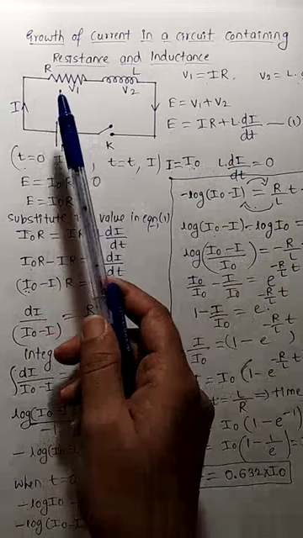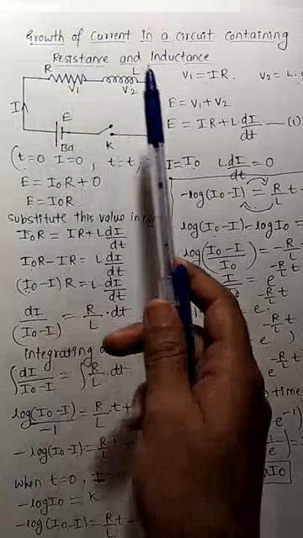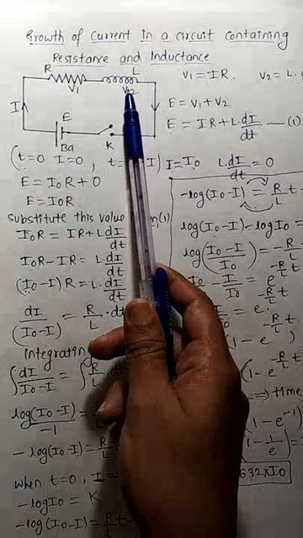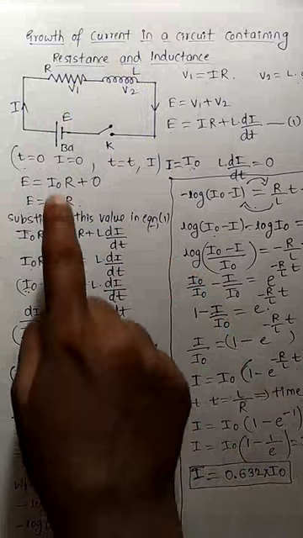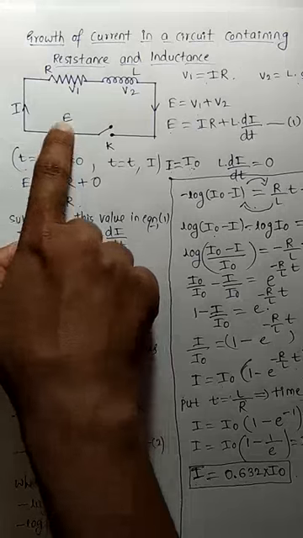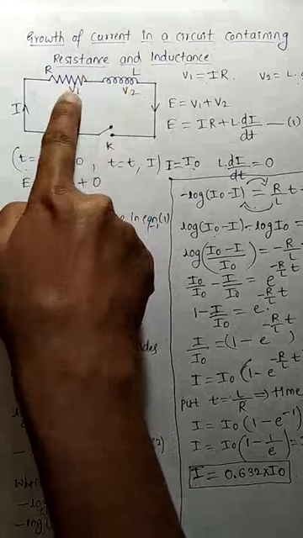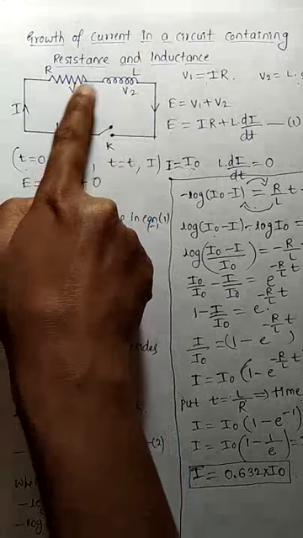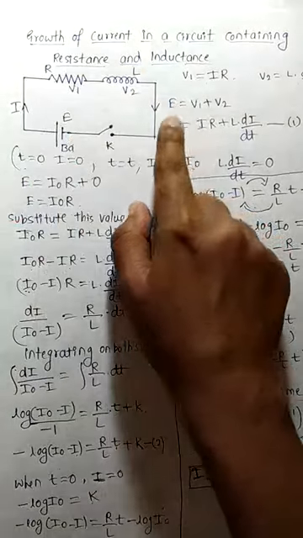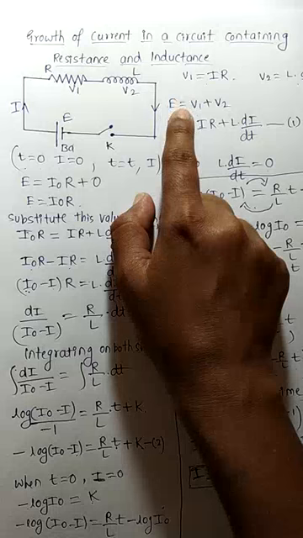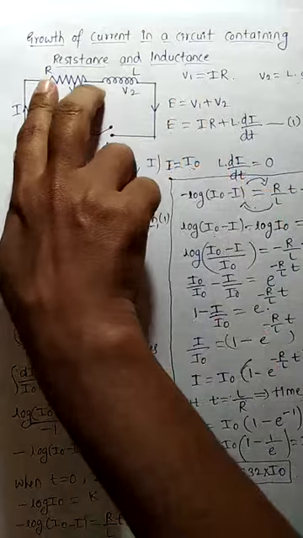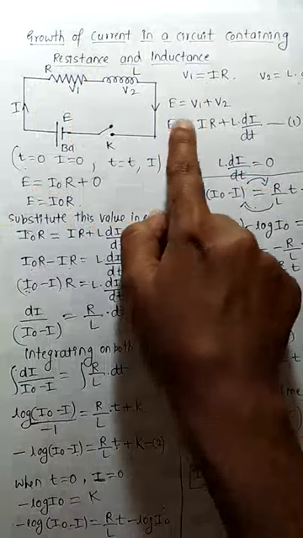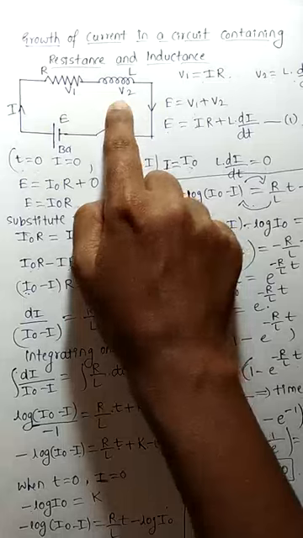Now resistance is the opposition to the flow of current. Inductance is the opposition to the change of the current. So when the battery supplies the voltage which is equal to E, it will be distributed among these two, that is V1 and V2. So when we write the equation, E is equal to V1 plus V2, and V1 is the potential difference across the resistor which is equal to I into R, and V2 value is what?